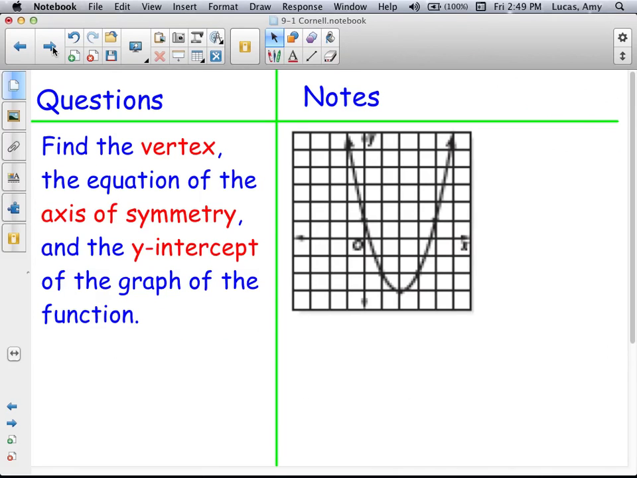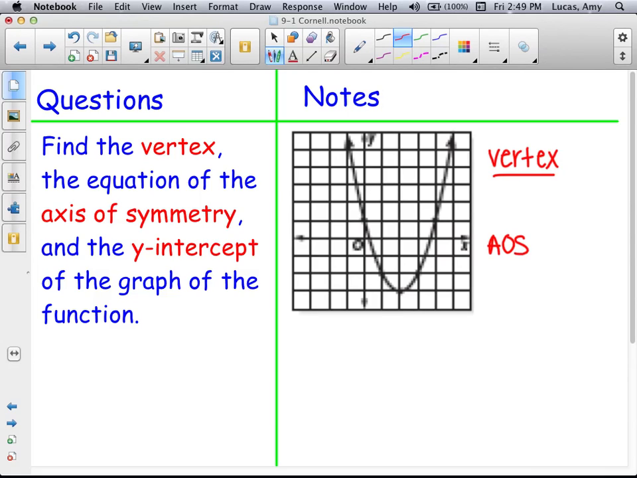Okay, let's try this out. Some of your homework problems are like this, where they give you a graph. So from this graph, we need to find the vertex, the axis of symmetry, and the y-intercept.